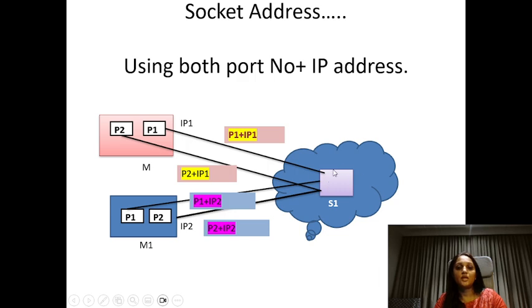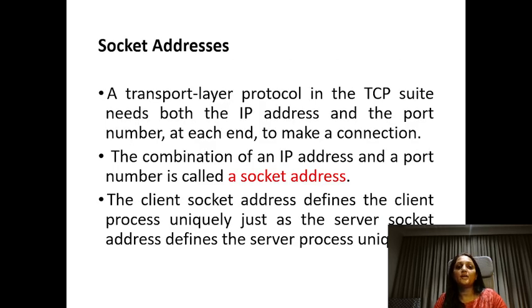So S1 can uniquely identify that P1 is the process of the machine IP1. There is no confusion whether P1 belongs to IP1 or IP2, because we are sending the combination of both, the port number plus the IP address. S1 can uniquely identify the particular request and will send the reply. So what is a socket address? As the definition says, it is the combination of IP address and port number.